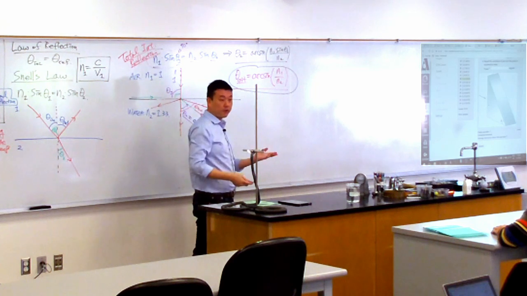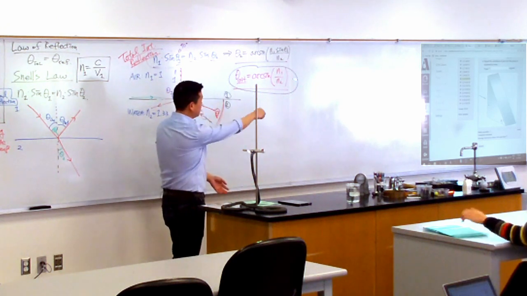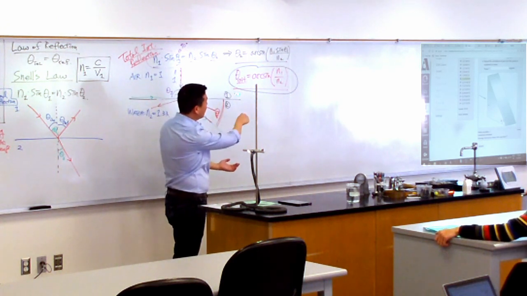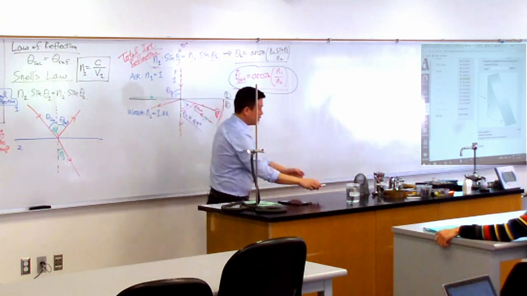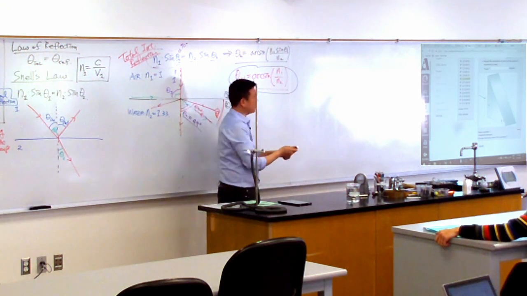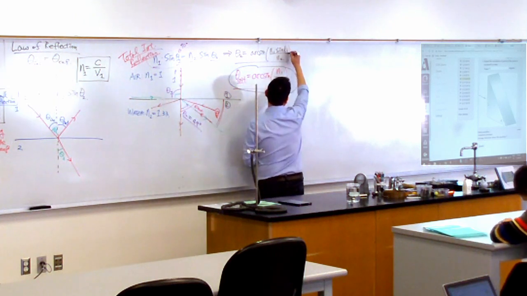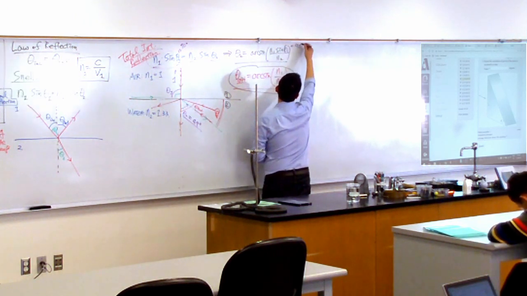And when you think about it for a while, this formula itself, I never actually memorized it, because you can get it directly from Snell's law. If you just remember that for the critical angle, what you want is theta 1 to be 90 degrees.